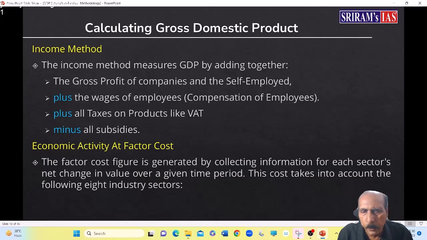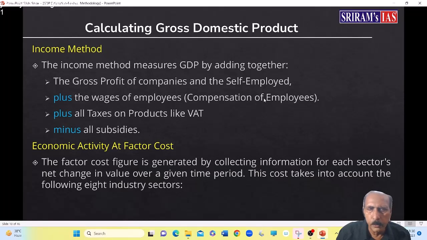Therefore, the alternative way of measuring the GDP is the income method, where we add all factor rewards together. That is, if we have employed workers, we have paid wages. If we have employed land, we have paid rent. If we have employed capital, we have paid the rate of interest. And entrepreneurs also get profit as their reward for organizing all factors together. This will give you the sum of the factor rewards.